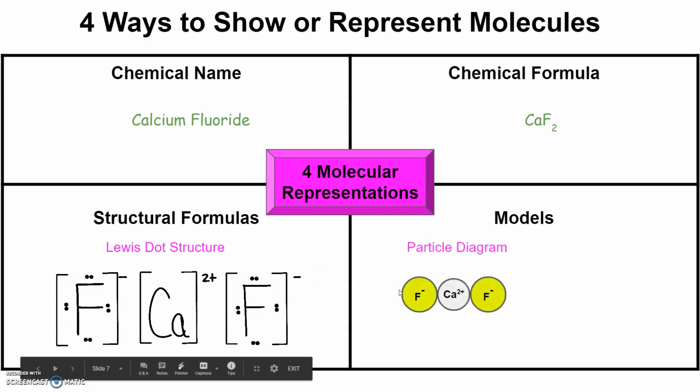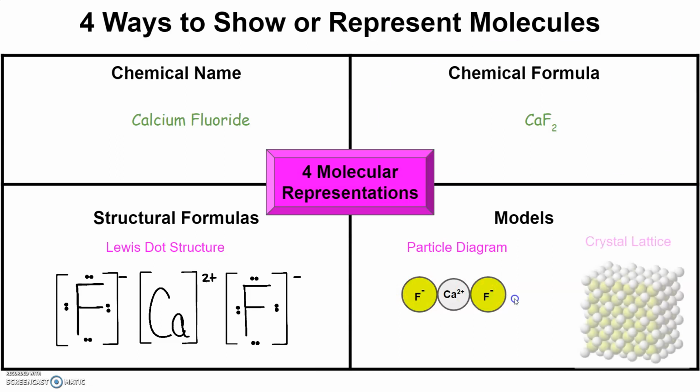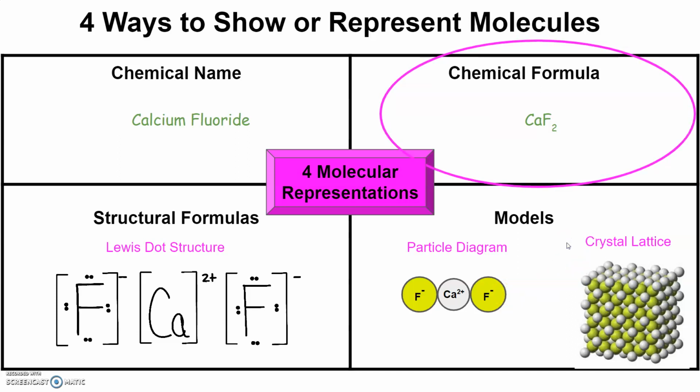The last representation is our models. And these 2 models here are the particle diagram and the crystal lattice. And we've kind of seen this before as well. These are also very useful. What we're going to focus on in this lesson, Day 6, is the chemical formula of ionic compounds. As an extension activity, you can learn how to draw Lewis dot structures of ionic compounds, but our focus is the chemical formula.